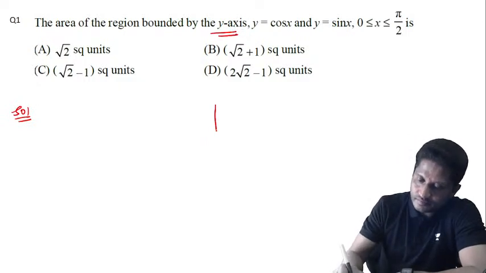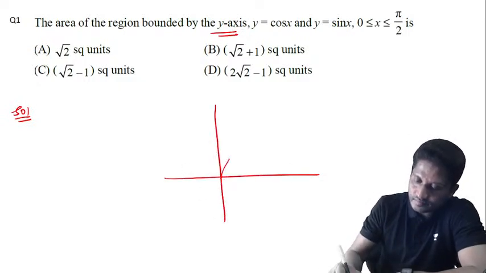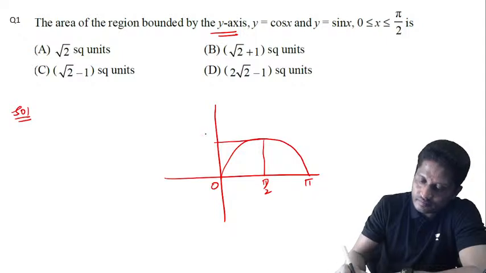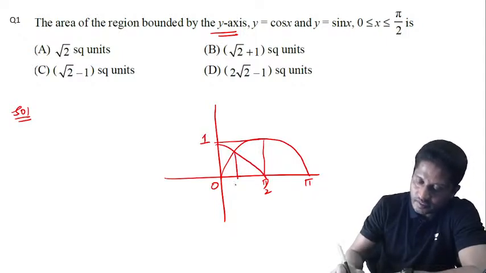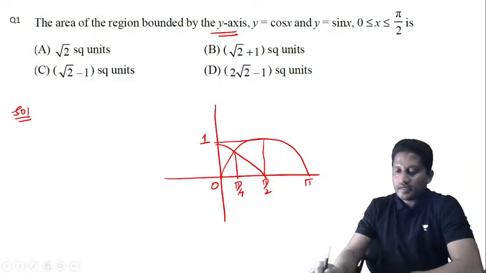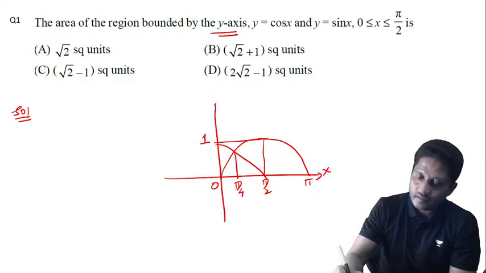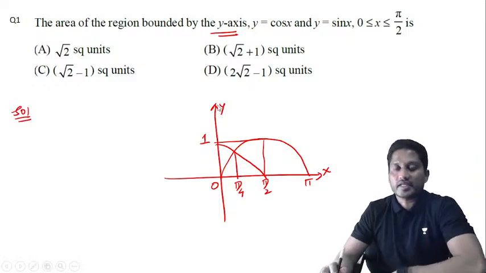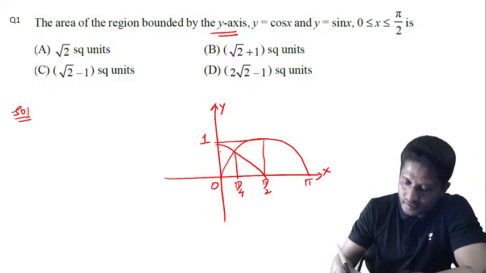See, this is sine graph, right? This is pi by 2 and sin 90 is 1. Cos 0 is 1, cos 90 is 0. Sin and cos will cut at 45. Right, so this is x, this is y. Area between cos and sin x and y axis means this area.